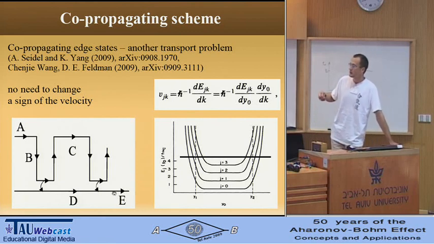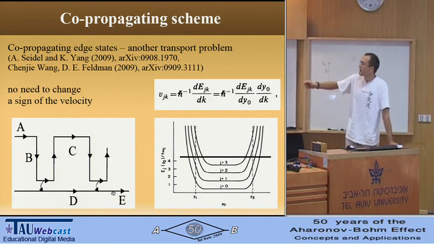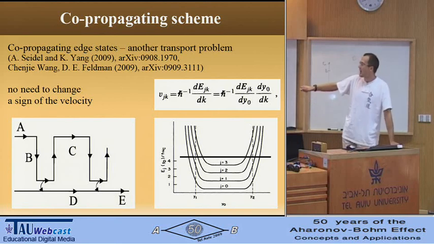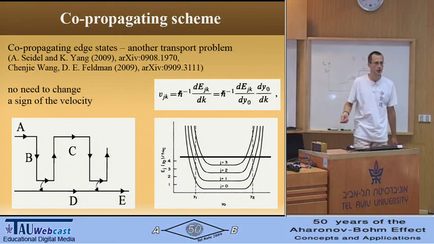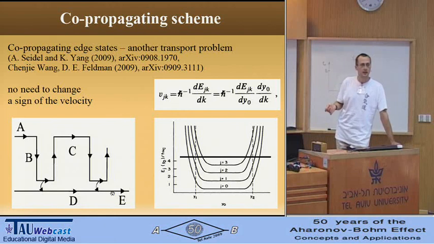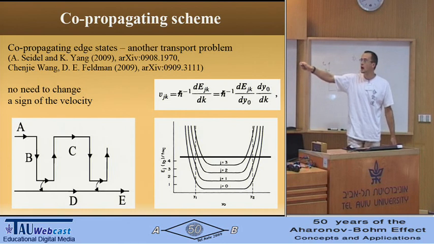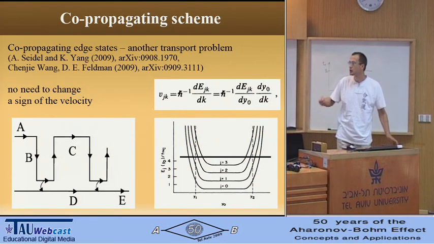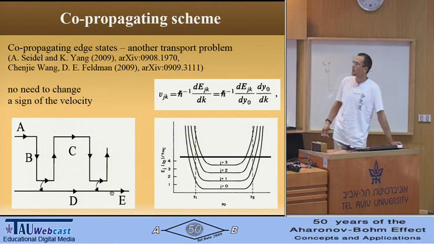This problem is the transport between co-propagating edge states. It's something different. In this transport, we should work with edge states which are at the same sample edge. And if we transfer an electron between them, we should not change the sign of the group velocity of the electron. So this is another transport problem, and there are some theoretical publications, these are the latest two, which calculate different transport characteristics in this situation and compare with counter-propagation.